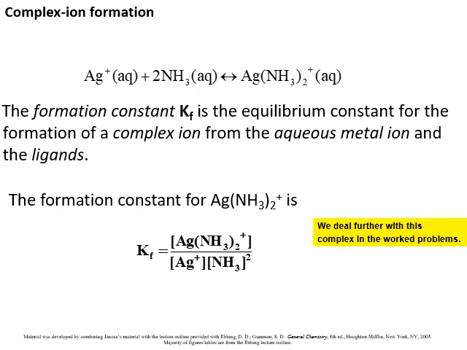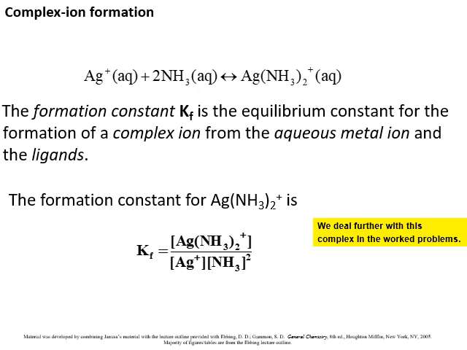So this is not a KSP expression. In this case, you would also have something on the bottom, in the denominator. It would be Ag(NH3)2 plus over Ag plus times NH3 to the 2nd power because of the 2. All right, so this is a KF expression.